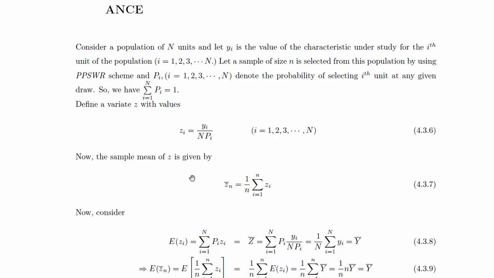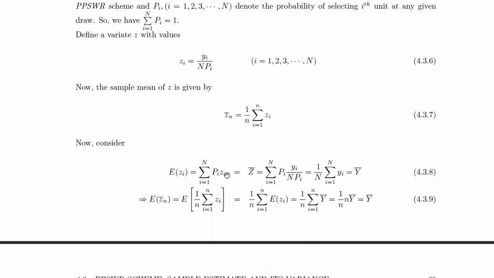Now we consider expectation of zi equal to summation i equal to 1 to n, probability into random variable, pi into zi, pi into zi, yi by npi. So pi will cancel out, 1 by n summation i equal to 1 to n of yi. So this is nothing but the capital Y bar, that is the population mean. So small zi gives an unbiased estimate of the population mean Y bar. That means the sample mean of the n z variables, that is Zn bar, gives an unbiased estimate of the population mean Y bar.